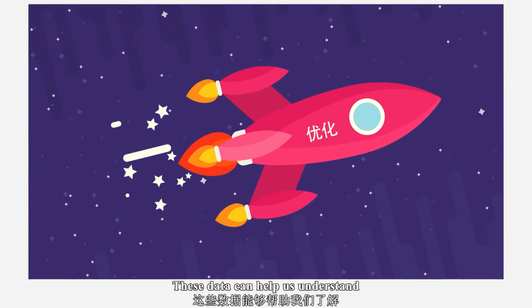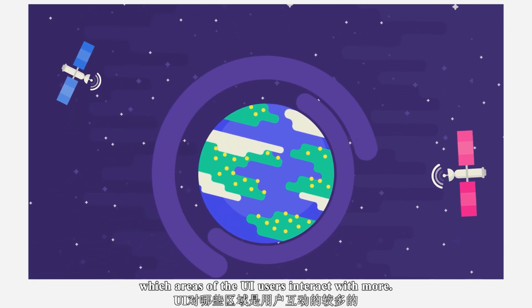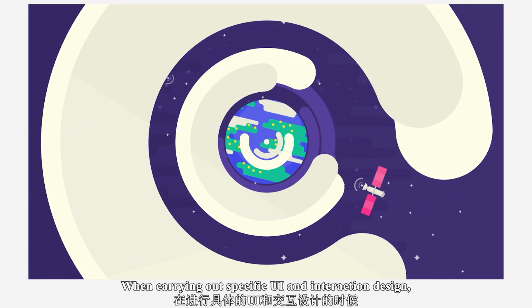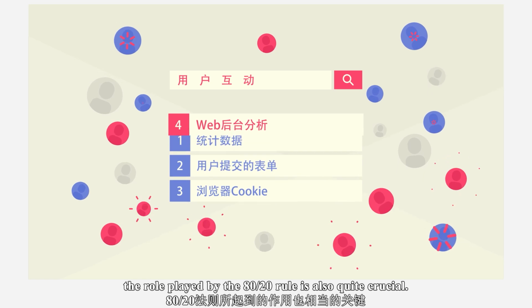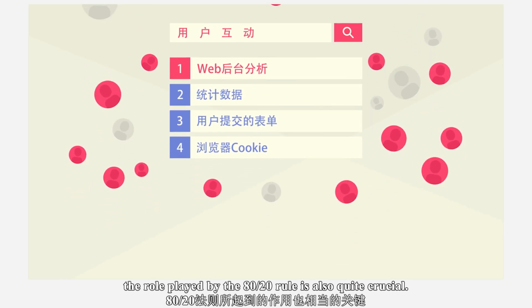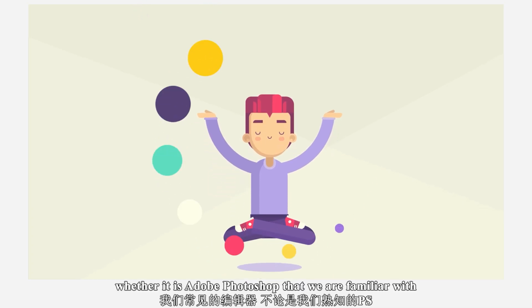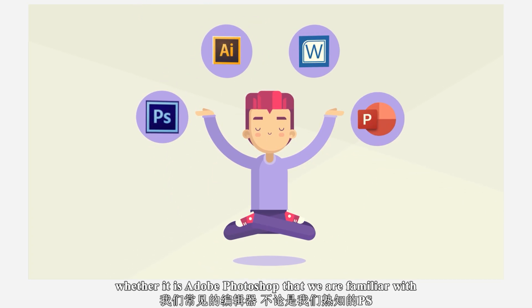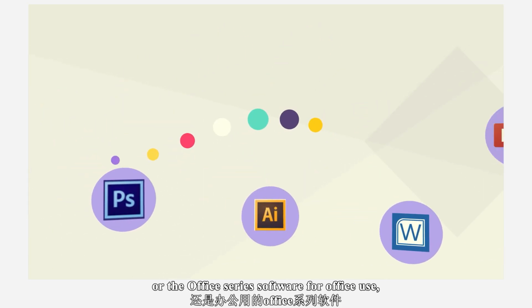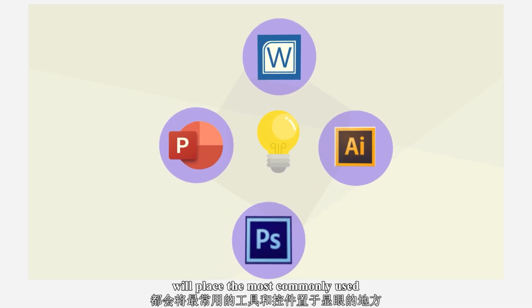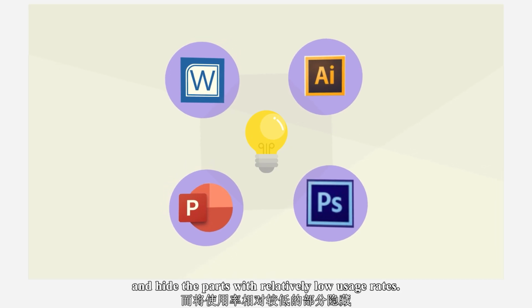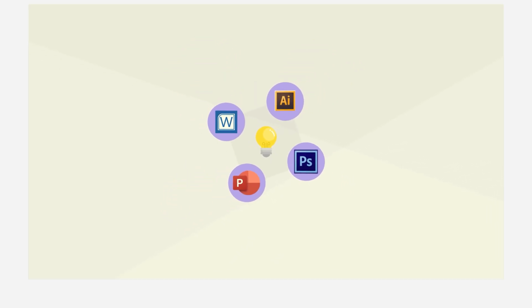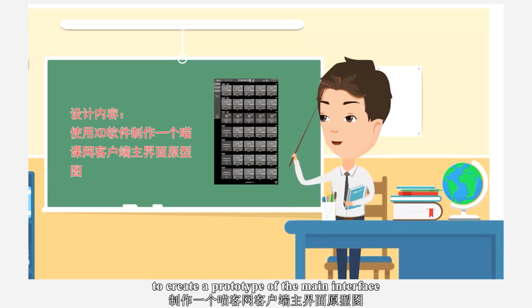These data can help us understand which areas of the UI users interact with more when carrying out specific UI and interaction design. The role played by the 80-20 rule is also quite crucial. Common editors we know, whether it is Adobe Photoshop that we are familiar with, or the Office series software for office use, will place the most commonly used tools and controls in prominent places, and hide the parts with relatively low usage rates.